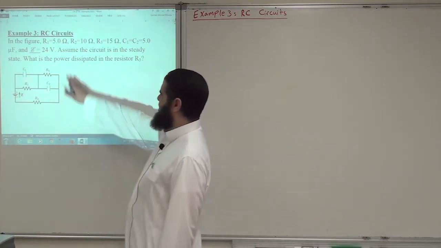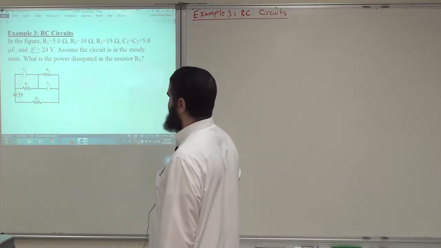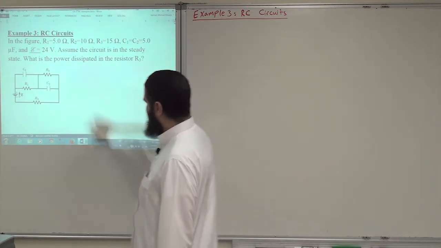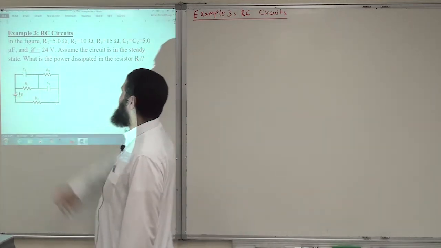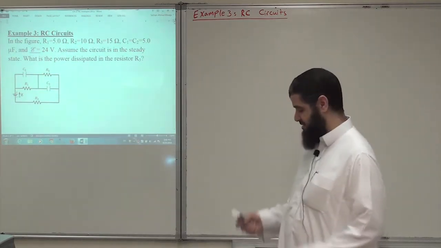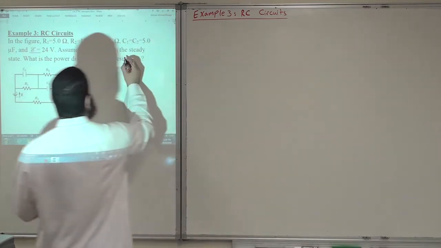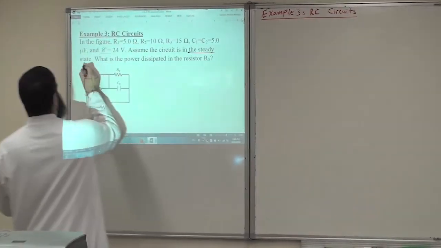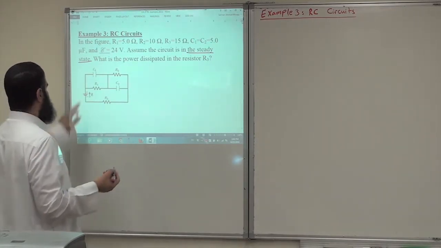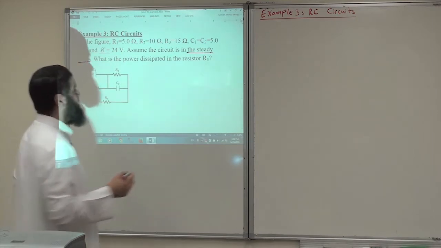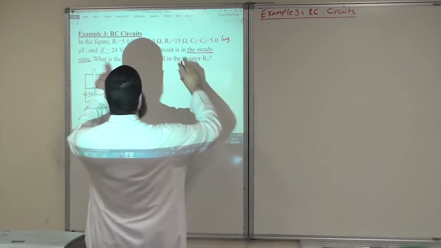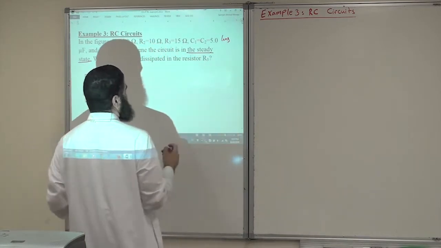This is example number 3 on RC circuit. In this figure, he gives us the values for R1, R2, R3, C1, which is equal to C2, and E of the battery, which is 24 volts. Assume the circuit is in the steady state. This is a very important keyword here, the steady state. Or sometimes he says that the circuit is connected for a long time.